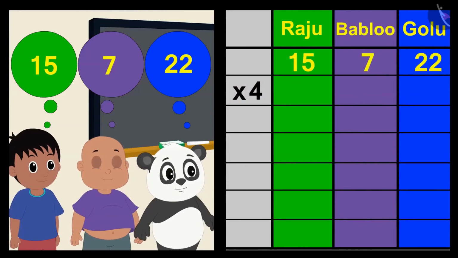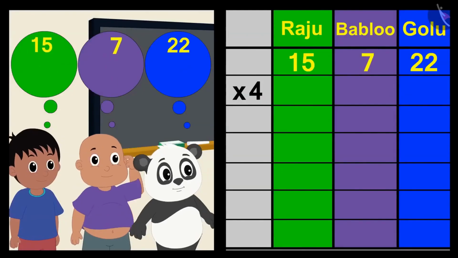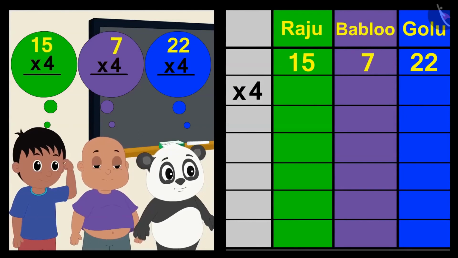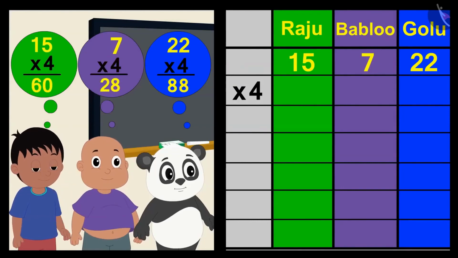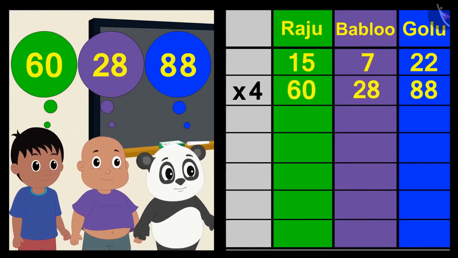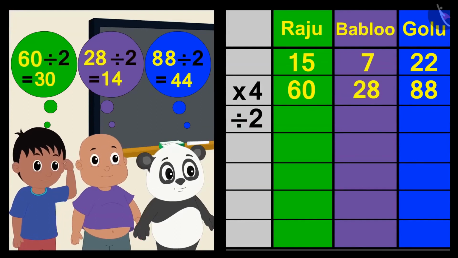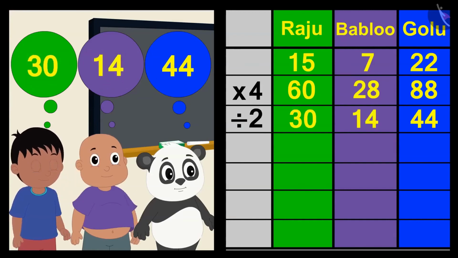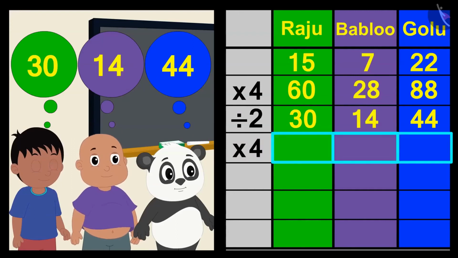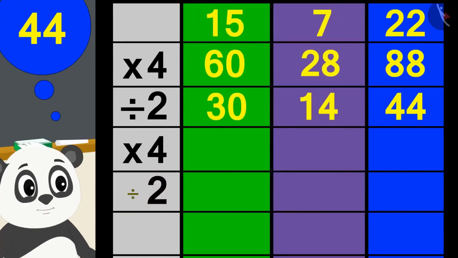Sher Khan told the three children. The three children quickly multiplied their numbers by 4 in this way. Now, divide your answer by 2. Sher Khan explains the process and the three friends quickly do it. Now, multiply your answer once again by 4 and then divide that answer by 2. Sher Khan said.